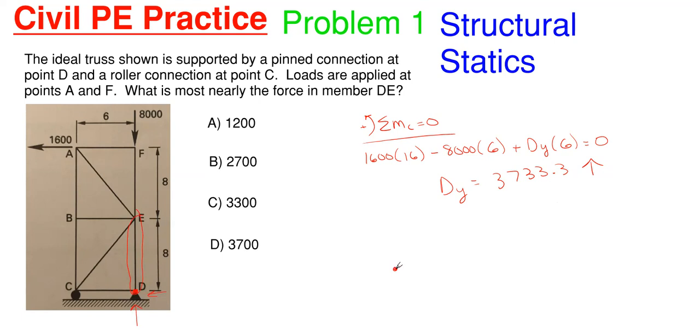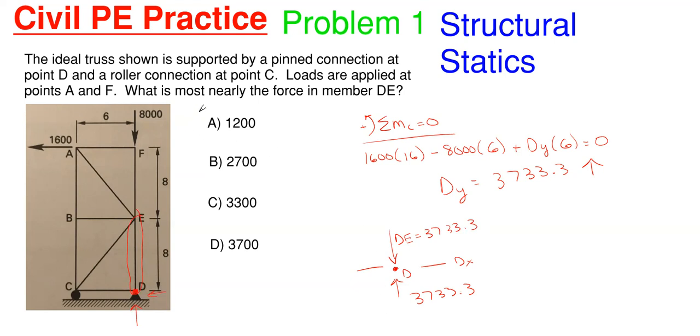Looking at joint D here, I would have my reaction of 3,733.3 in the upward direction. I have an unknown from CD, my unknown reaction Dx, and then I have my ED here. If I sum forces in the vertical direction, everything has to be in equilibrium at joint D, including all the forces on joint D and all the members connecting in. So if I sum forces in the vertical direction, that means my DE force must be 3,733.3 in the opposite direction to the reaction.